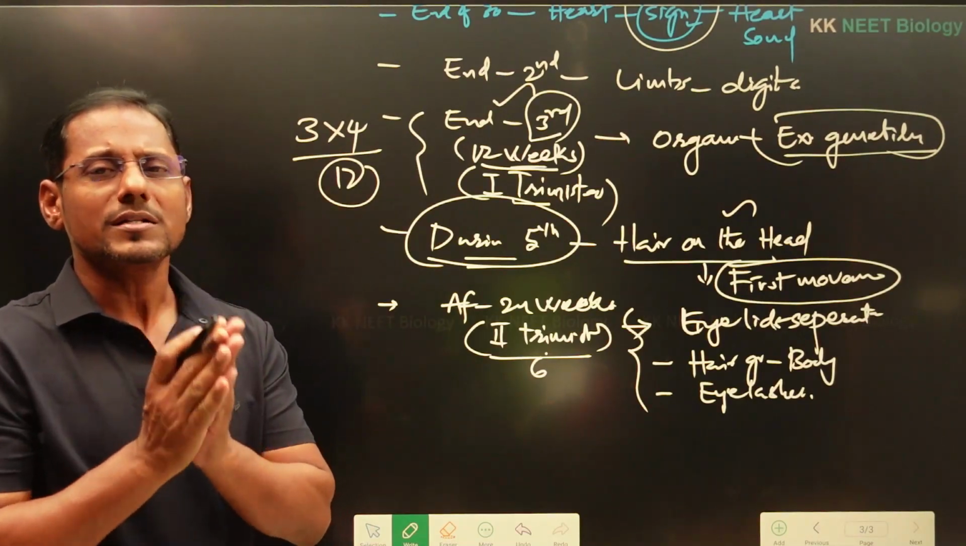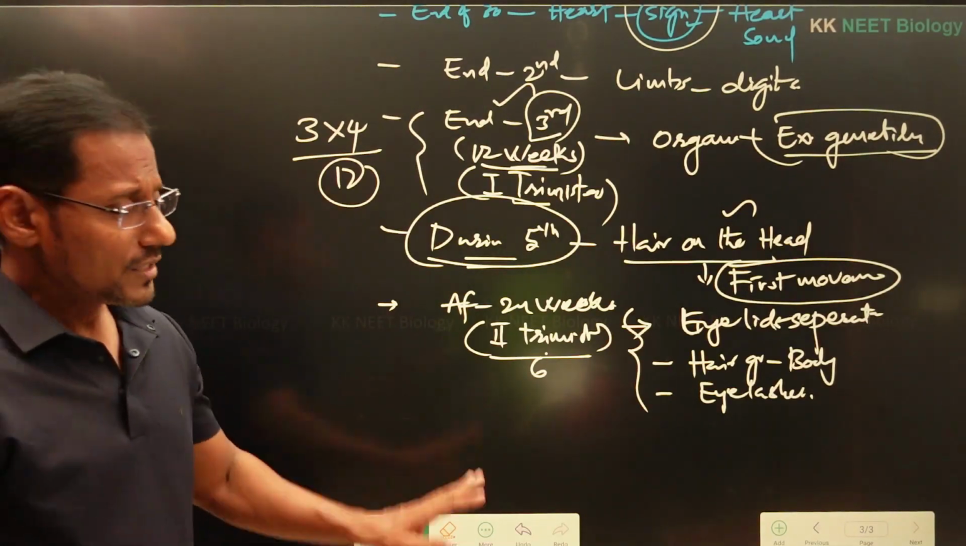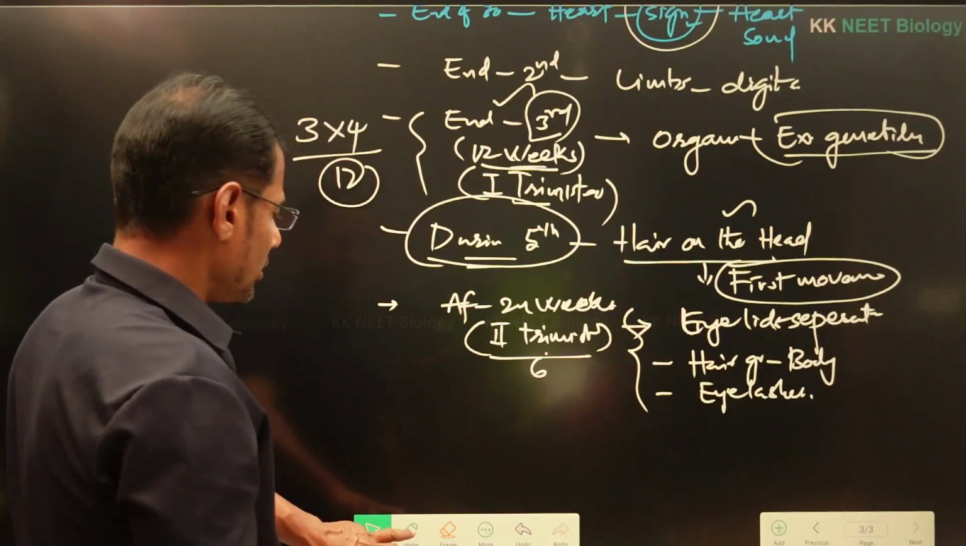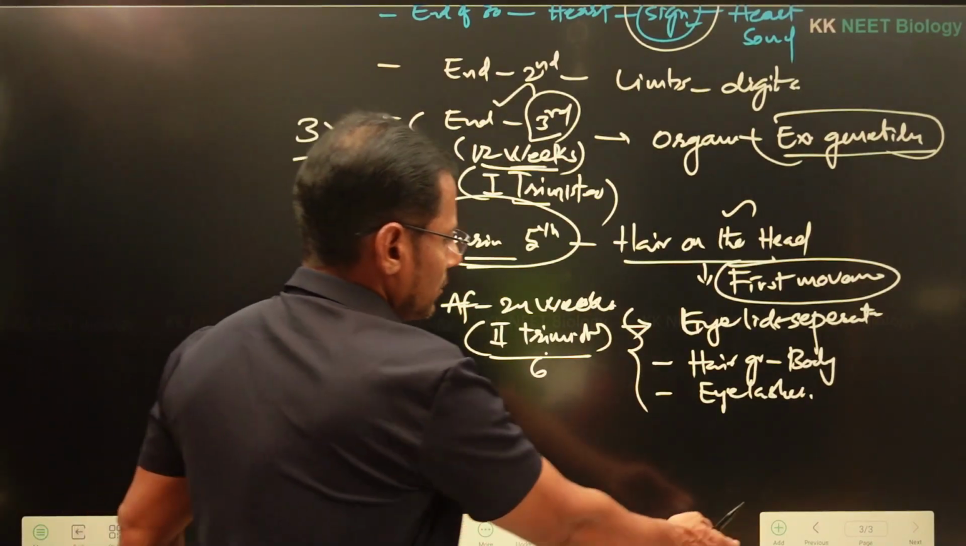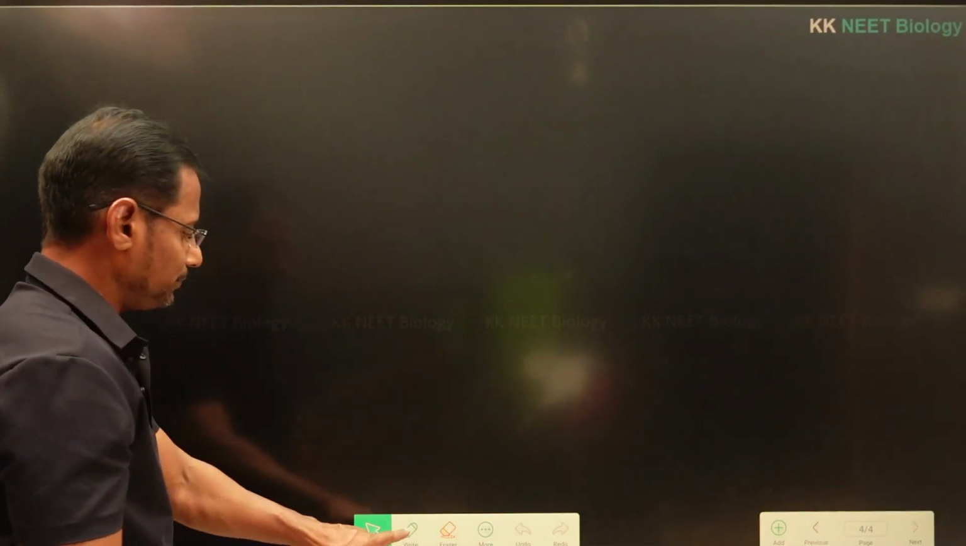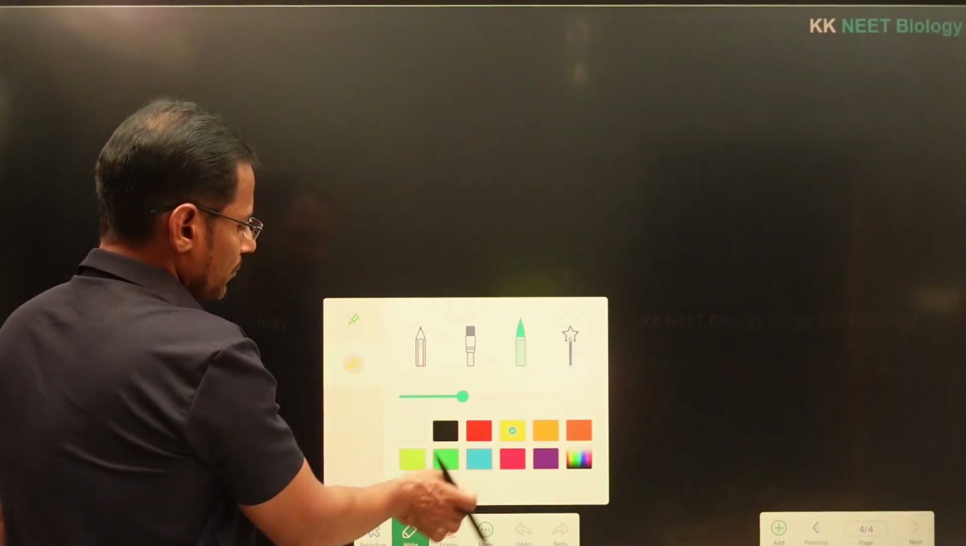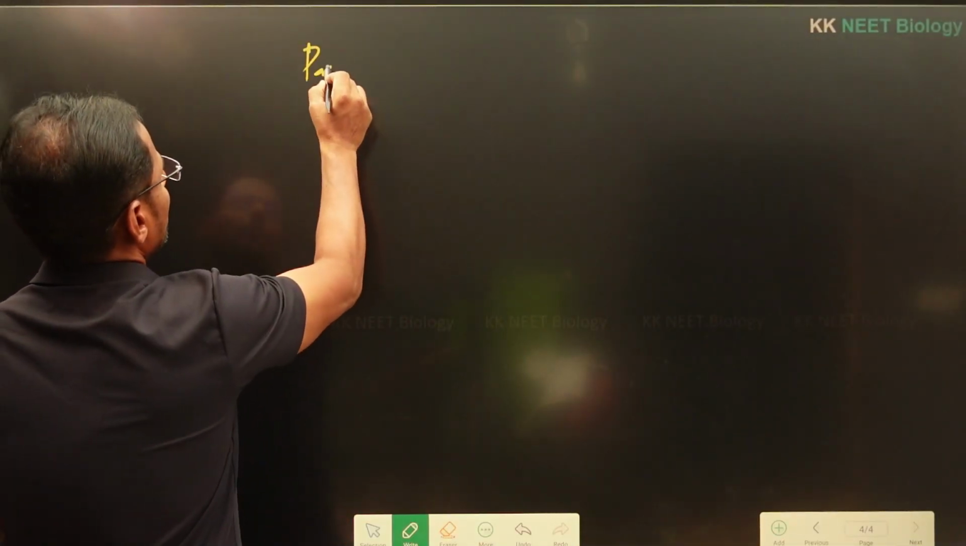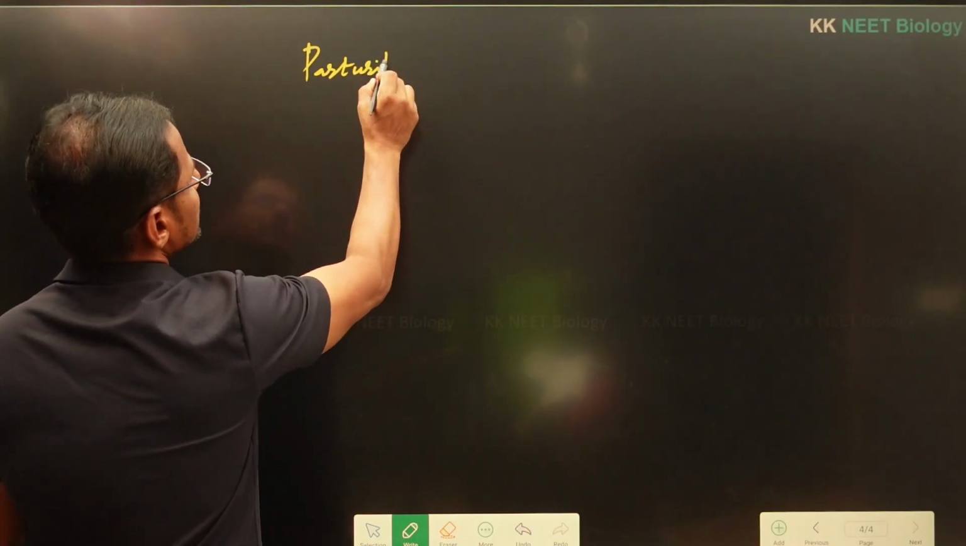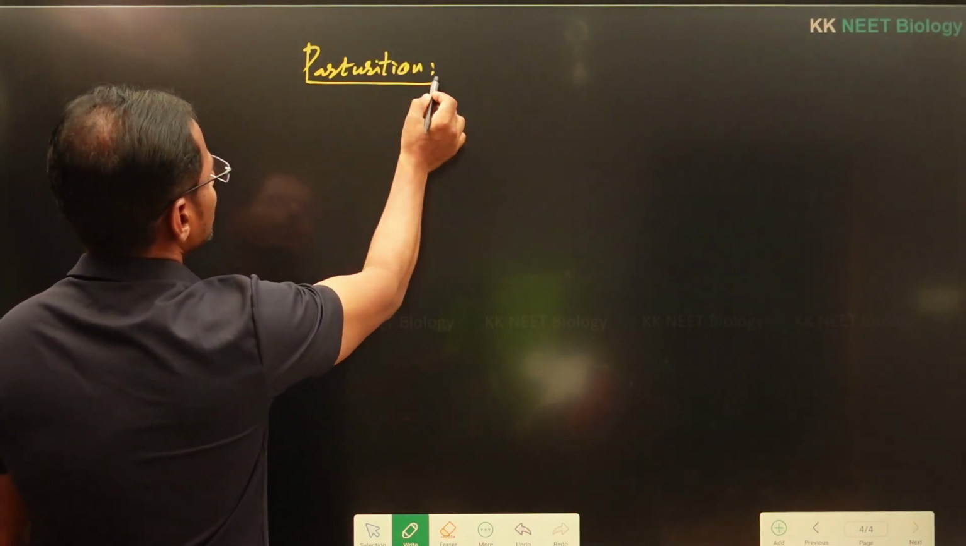Like that, you must remember each and everything, right? This is what happens during the embryonic development stage. Now we'll see the parturition process. The process of delivering the baby out through the birth canal is known as parturition.